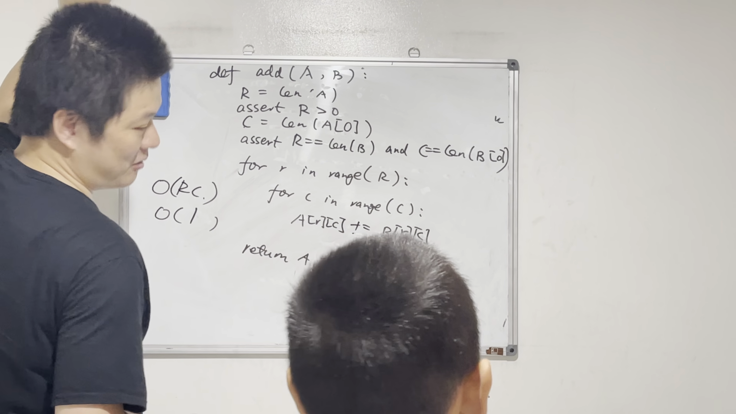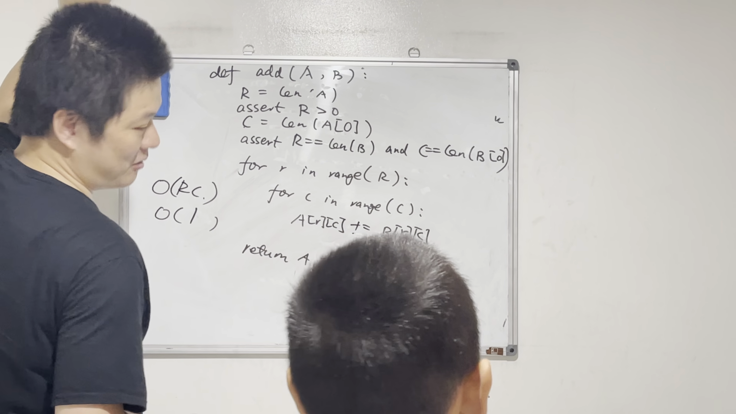If this is subtract, I want to subtract B from A. So I change this to minus. Yeah, well done. Same complexity, O(R times C), because we need to go through each element in the matrix and change that. Okay, so you get it, yeah?